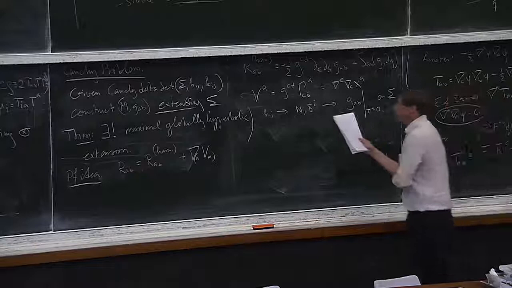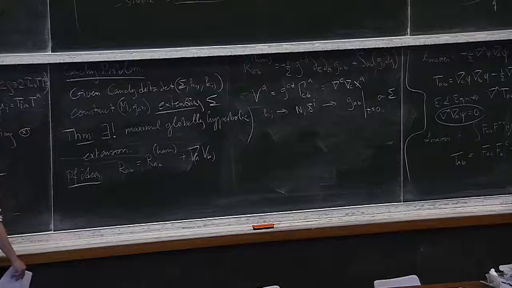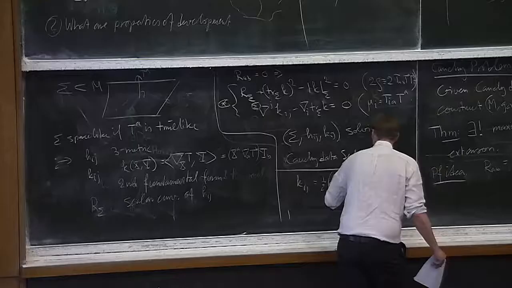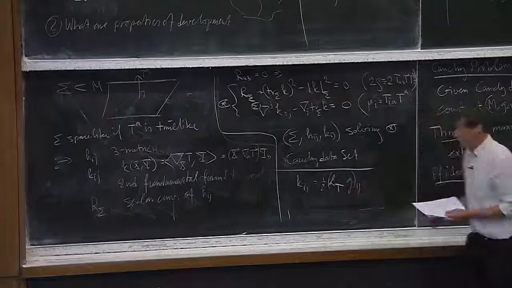We have the second fundamental form. And I forgot to say, the second fundamental form can also be calculated like this. K_ij is a half Lie derivative along the time-like normal of g_ij. So we take the Lie derivative of the spacetime metric and restrict to the hypersurface. That also gives the second fundamental form. So this is essentially the time derivative of the metric.